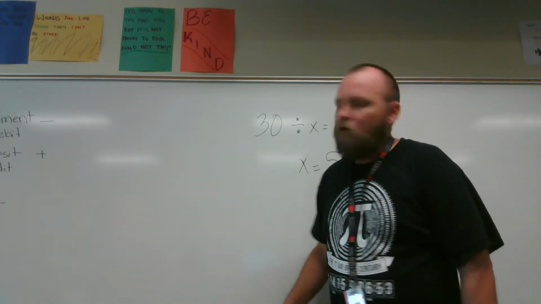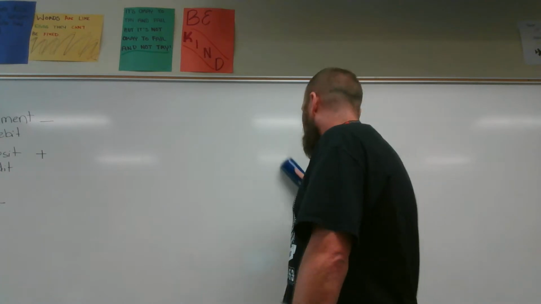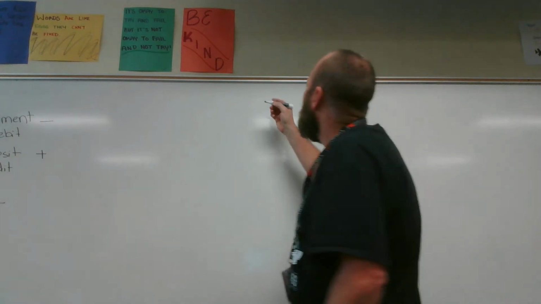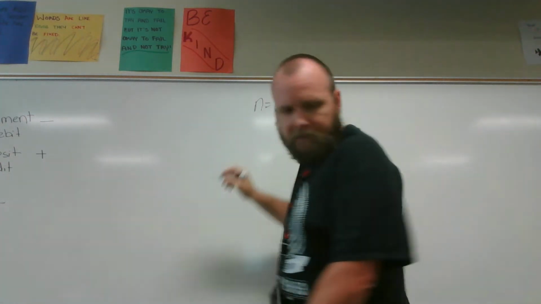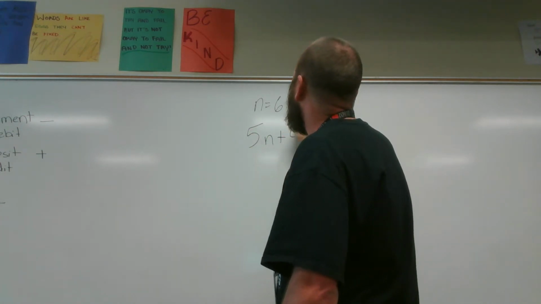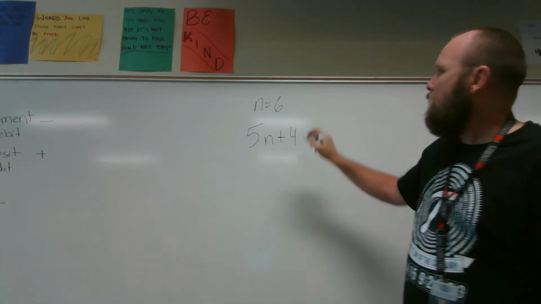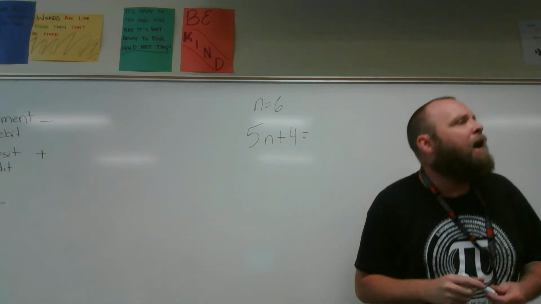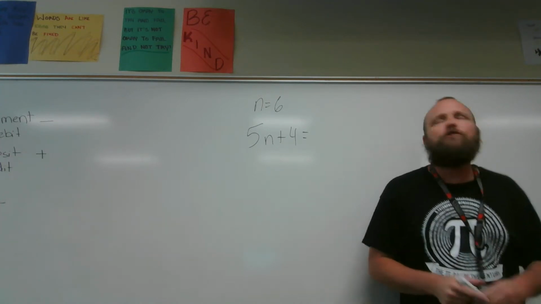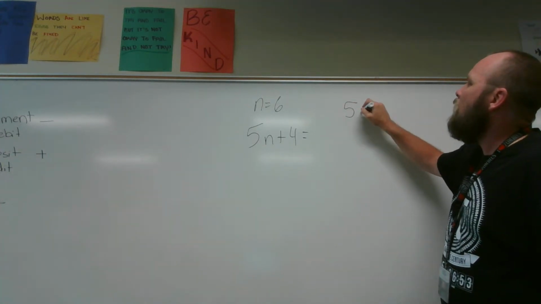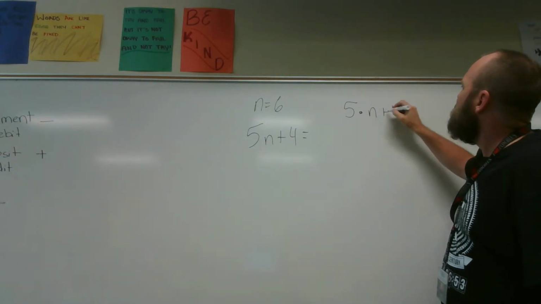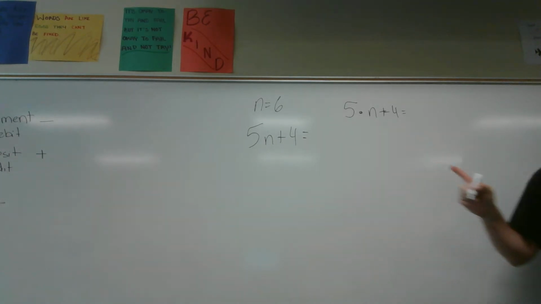Let's see. This is a good one. We have n equals 6. We have 5n plus 4. And we have to solve that. Ava, a number and a letter side by side means we do what? Multiply. So now we're doing 5 times n plus 4. What does n equal, Ava?